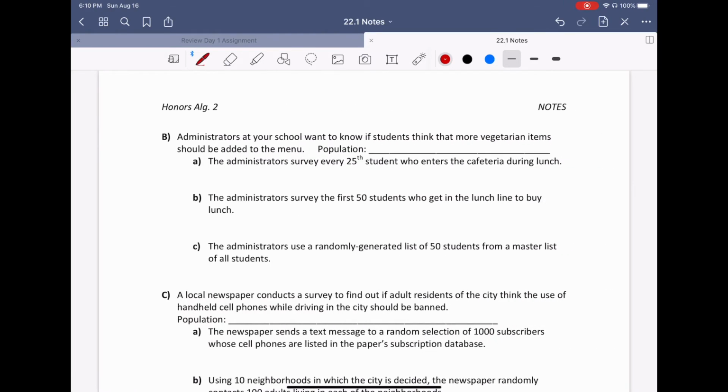Okay. Example B, administrators at your school want to know if students think that more vegetarian items should be added to the menu. So if we're talking about a school and our admin wants to know what students think about the menu items, who is it that eats from the menu? Are they interested in staff? Are they interested in students? Are they interested in everybody? In this case, it is the student population, or better said, every student.